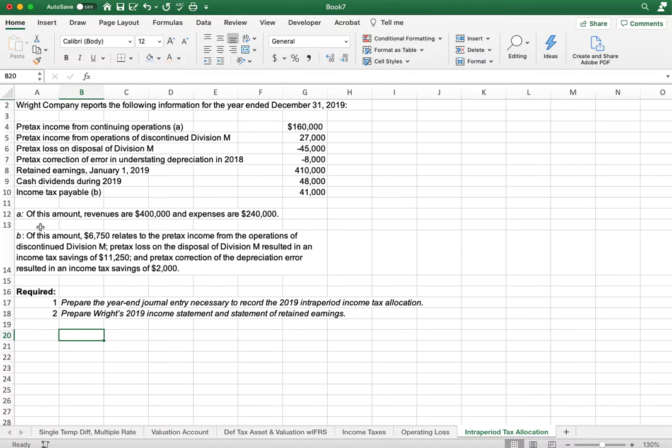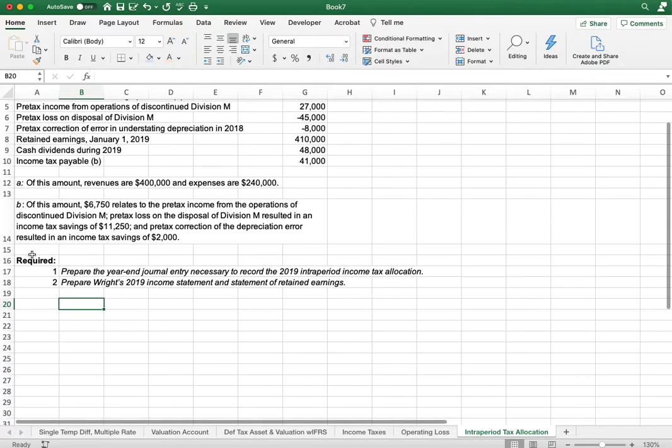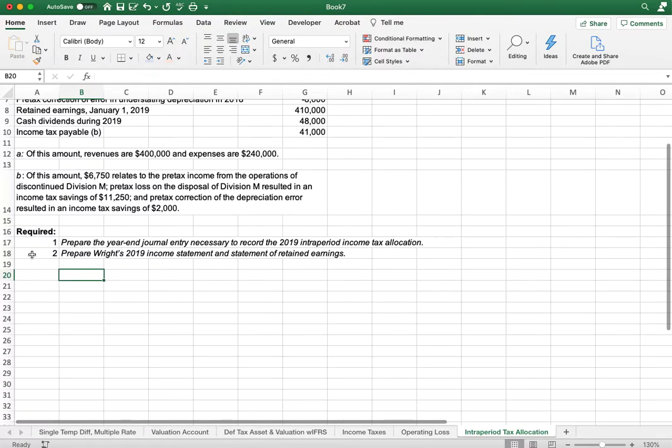Retained earnings January 1st, 2019. Cash dividends during 2019. And income tax payable with this footnote. So the footnote that aligns to the pre-tax income from continuing operations says of this amount, revenues are $400, expenses are $240. And the footnote that aligns to the income tax payable says that of that amount, $6,750 relates to pre-tax income from the operations of discontinued Division M.